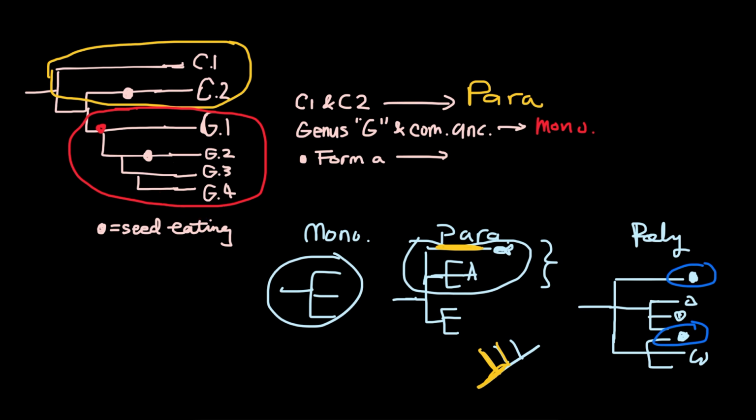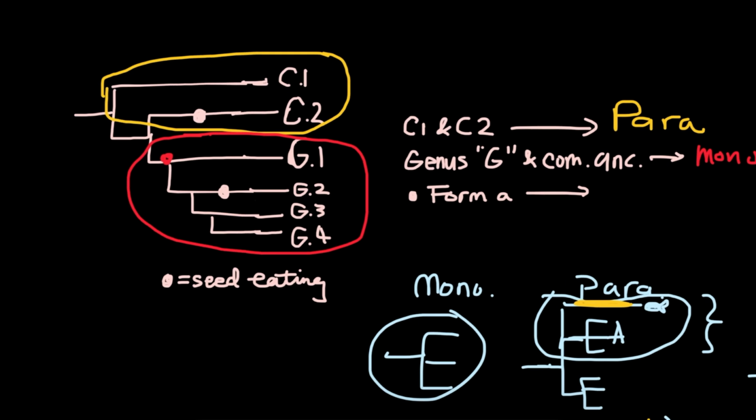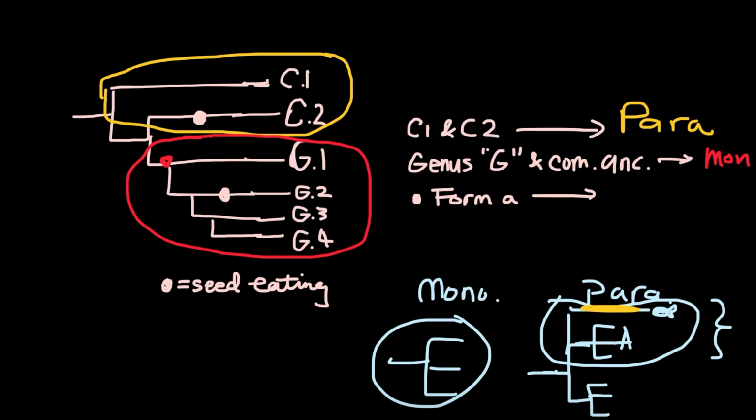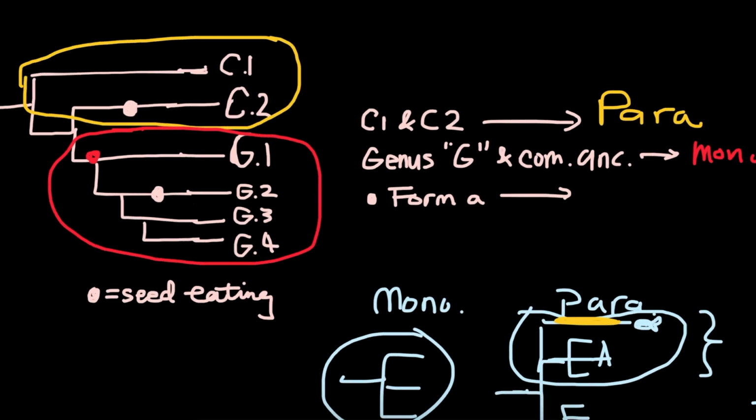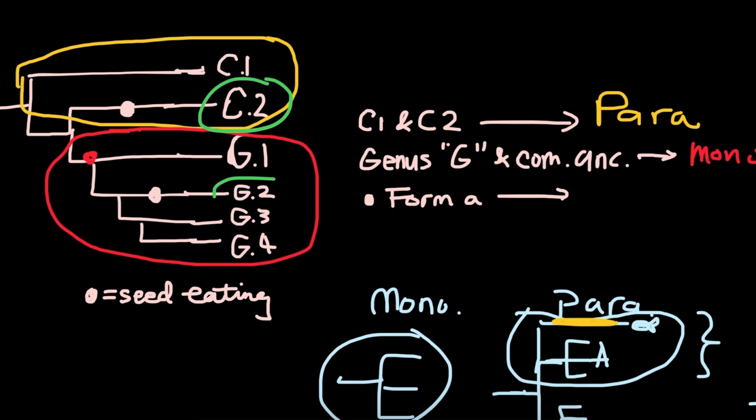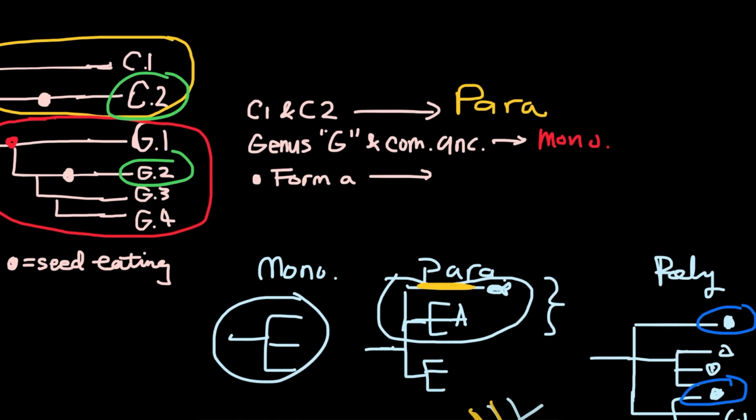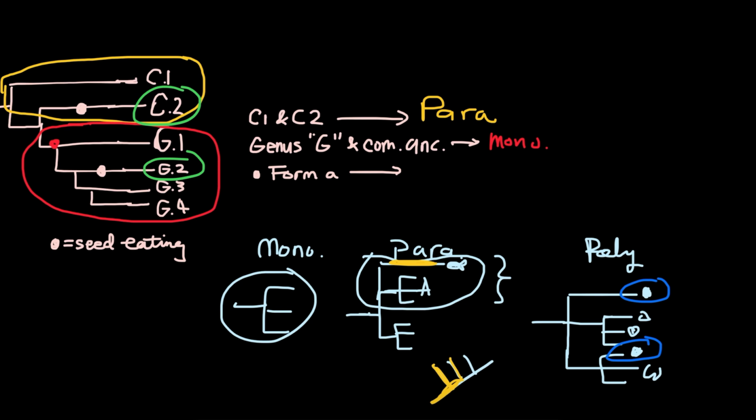So it's not paraphyletic. And the last one is, let's say this circle, which I've drawn in the picture here, represents seed-eating birds. So we see that C2 and G2 are seed-eating birds. So what would these two organisms form as a group? Polyphyletic.